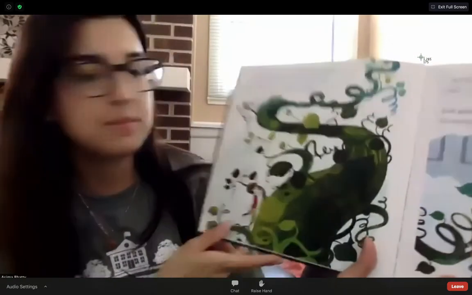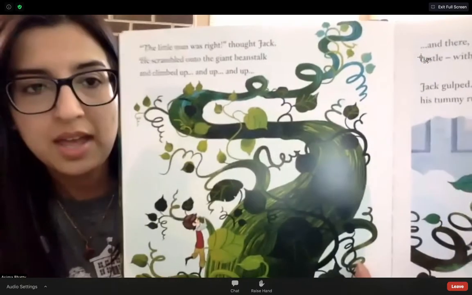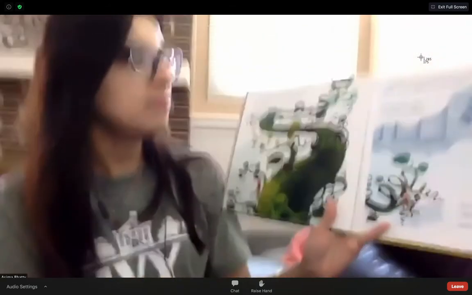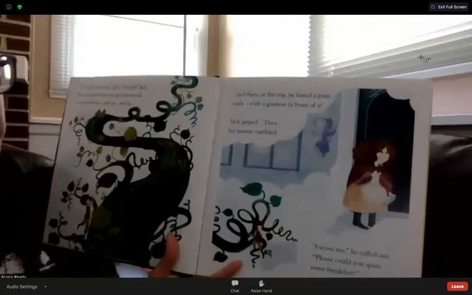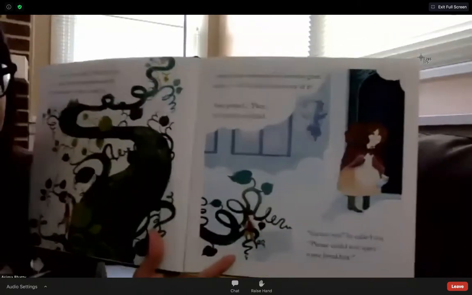All right, so he climbed up and up and up. And there, at the top, he found a giant castle.